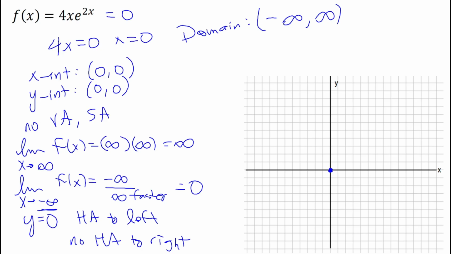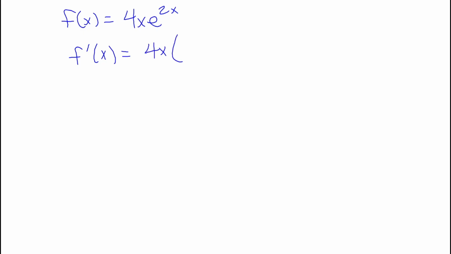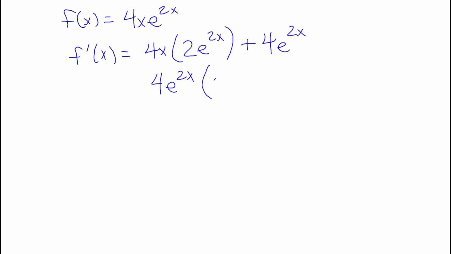So now we are ready to do what we can do with a first derivative. If f of x is equal to 4x e to the 2x, then our first derivative, f prime of x, is 4x times the derivative of e to the 2x, which is 2e to the 2x, and then plus the derivative of 4x, which is 4 times e to the 2x. We should be able to factor out the 4e to the 2x from that, leaving us with 2x plus 1.